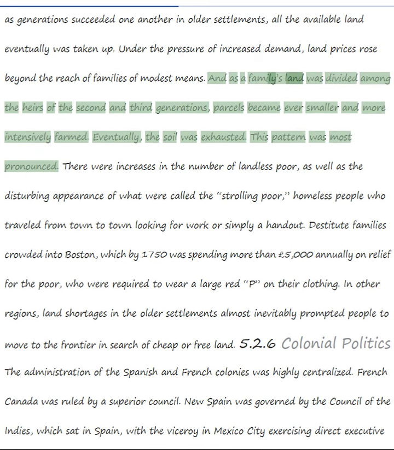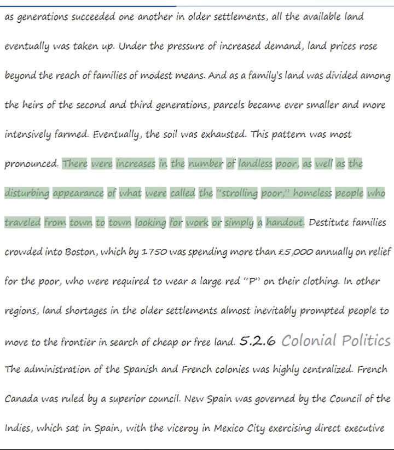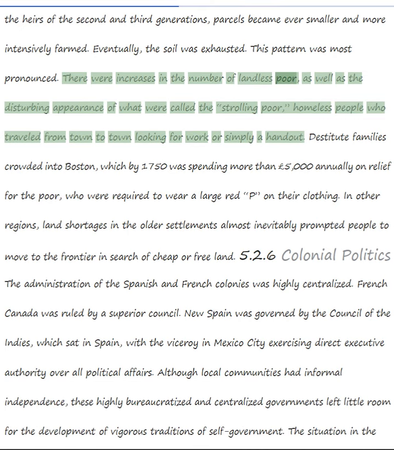And as a family's land was divided among the heirs of the second and third generations, parcels became ever smaller and more intensively farmed. Eventually, the soil was exhausted. This pattern was most pronounced. There were increases in the number of landless poor, as well as the disturbing appearance of what were called the strolling poor, homeless people who traveled from town to town looking for work or simply a handout.